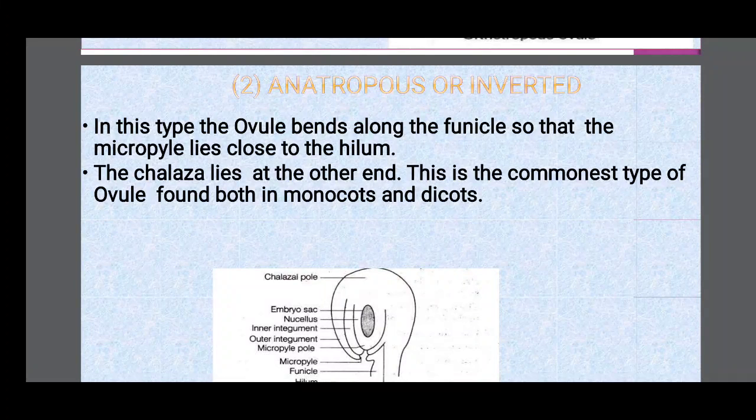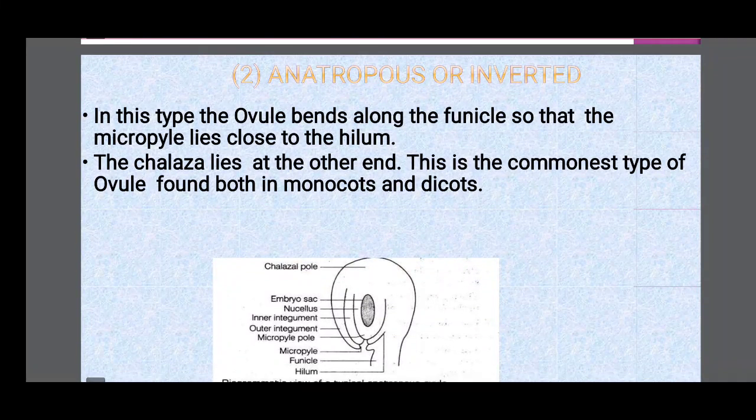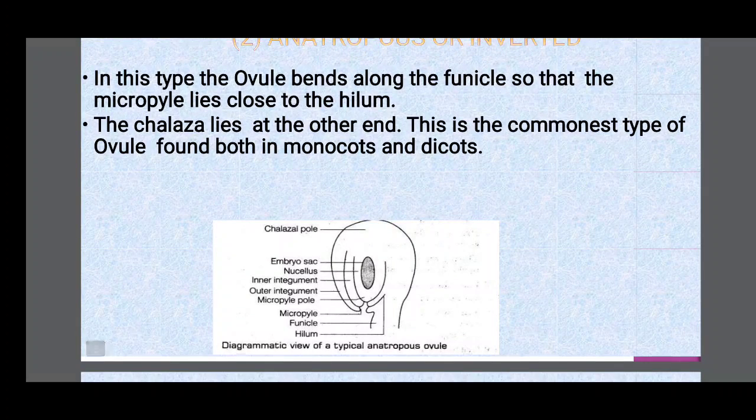Simply, the orthotropous ovule inverted 180 degrees, that is the anatropous. So what is the anatropous? The orthotropous ovule turns 180 degrees, that is anatropous or inverted. So this is the figure. In this figure, the micropyle and chalaza are on the same line, but the funicle is beside the micropyle.